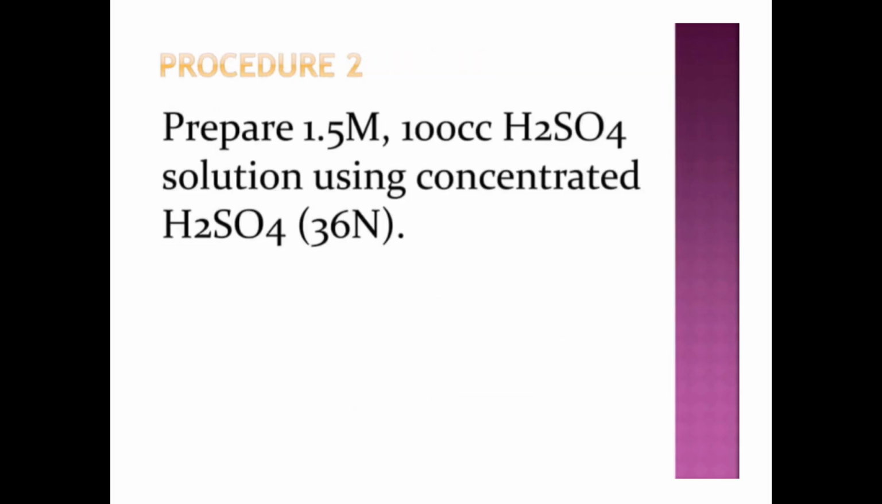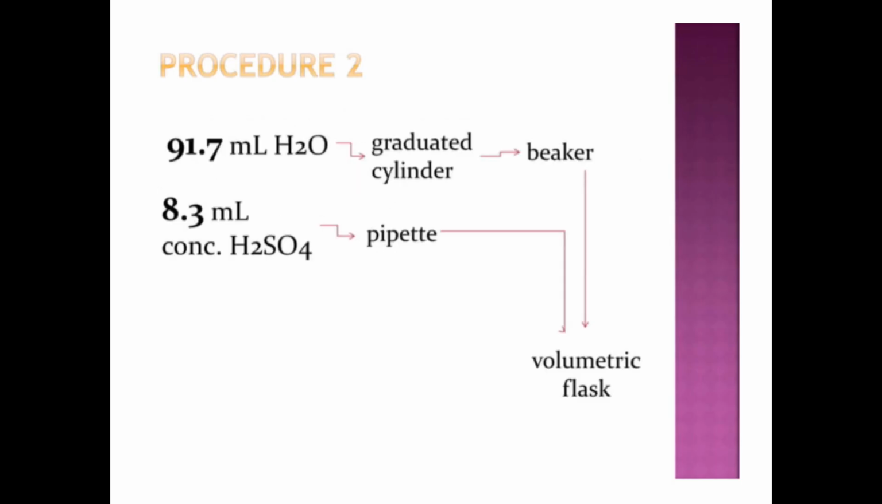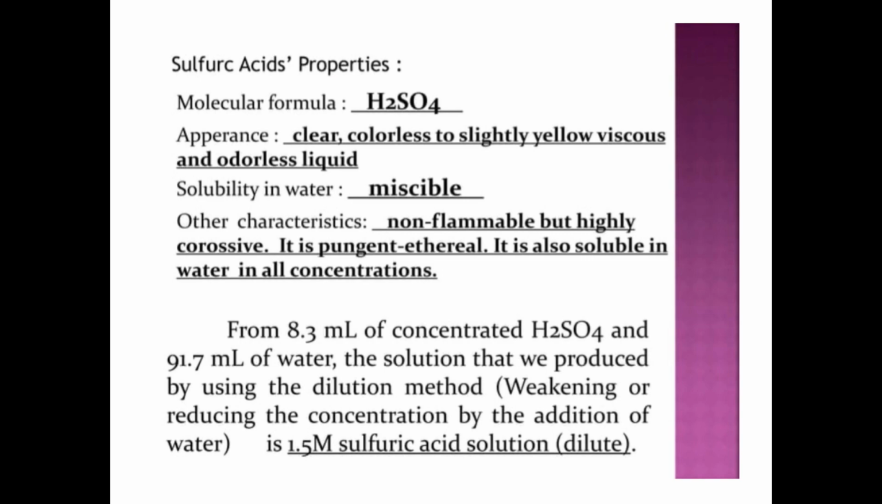So if you have done that, you have prepared 1.5 molar in 100 centimeter cube H2SO4. And other properties of H2SO4, or tetraoxosulfate VI acid: the molecular formula is H2SO4. Its appearance is a colorless, clear liquid, or slightly yellow, viscous and odorless liquid. It is miscible in water. It is non-flammable but highly corrosive. It has a pungent, ethery smell, and it is also soluble in water in any concentration.